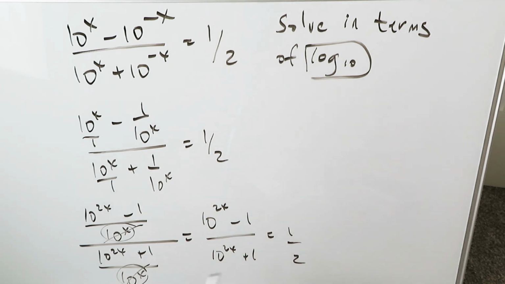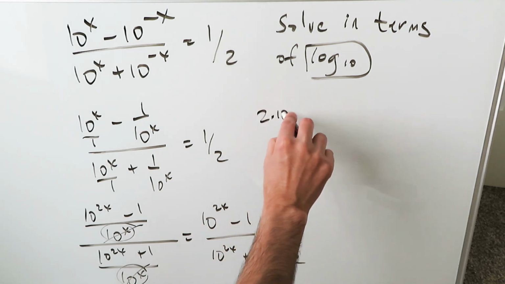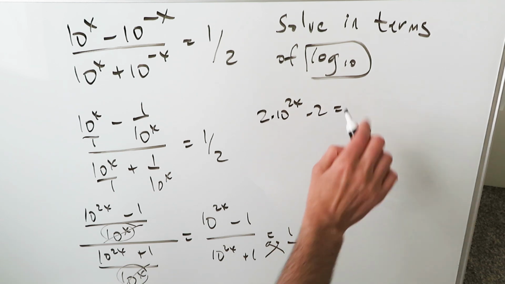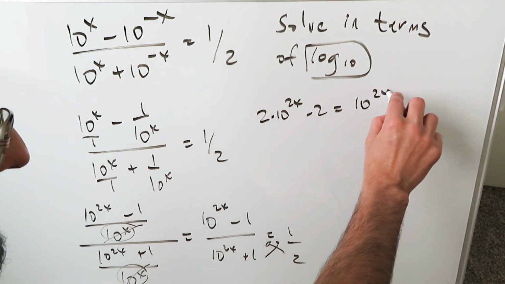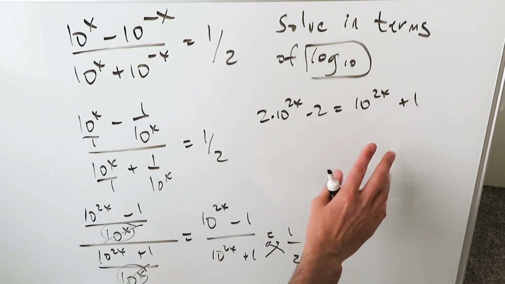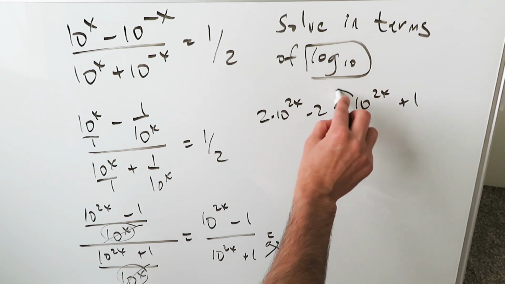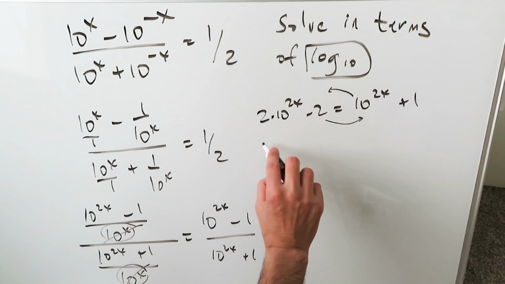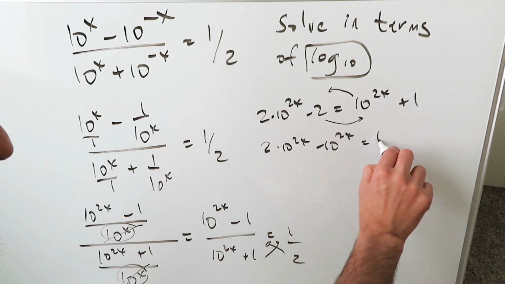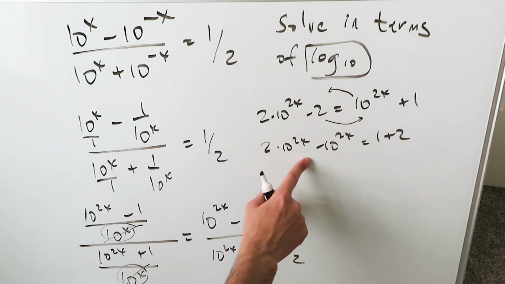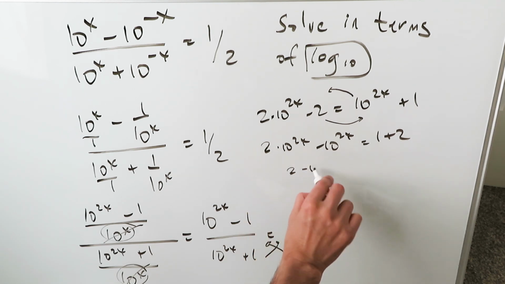You can cross multiply all of this. Multiply this across, multiply that across. You'll have 2 multiplying with all of that. You have 2 times 10^(2x) minus 2 is equal to, this will multiply with that 1, which is rather meaningless, 10^(2x) plus 1. Bring all the common items on the same side of the equal sign. Bring this over here and bring the minus 2 over there. You'll have 2 times 10^(2x) minus 10^(2x) is equal to 1 plus 2. These are common terms. It's like you saying 2 minus 1 is equal to 1.